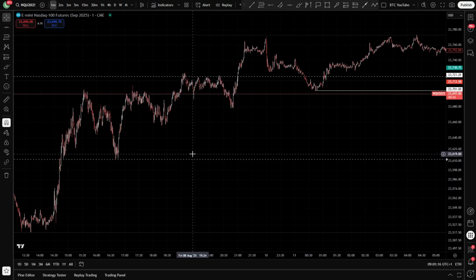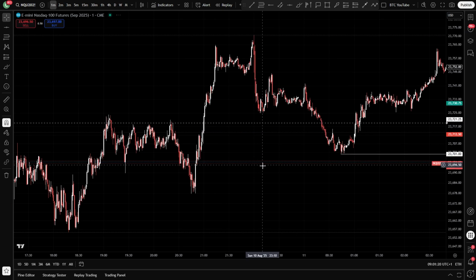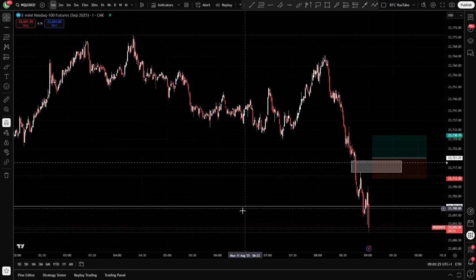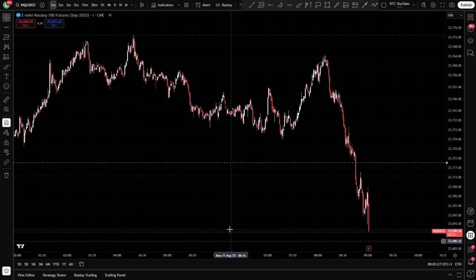I do take shorts on this, but you have to be really far away from all-time highs, because generally speaking, the bias is always bullish when you're close to all-time highs. If you're being honest with yourself, shorting all-time highs is always a really risky endeavor.